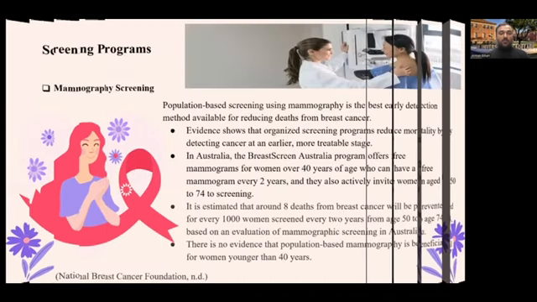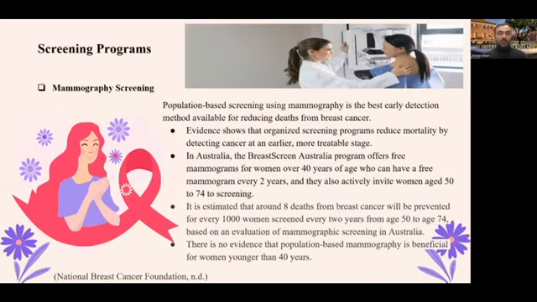Afterwards, another successful technique is mammographic screening. Mammographic screening, when done on a population level, has produced good results. Evidence shows that organized screening programs reduce mortality by detecting cancer at an earlier stage that is more treatable. In Australia, the BreastScreen Australia program offers free mammograms for women over 40 years of age, who can have a free mammogram every 2 years, and they also actively invite women aged 50 to 74 to screening.